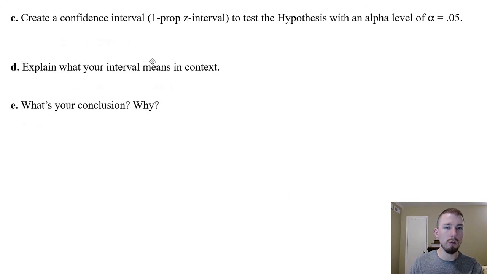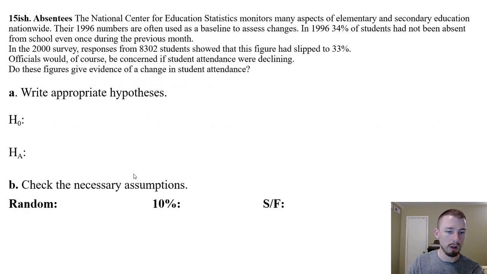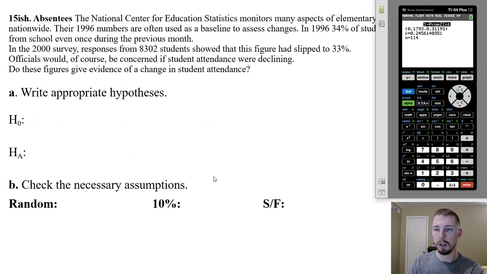Create a confidence interval, a one proportion z-interval, to test the hypothesis with an alpha level of 5%. All right, so let me go back to our numbers here, and I'll put this in the calculator. So we want to do a test here. We're going to go to stat, arrow over to test, and I'm going to do a confidence interval. So, one proportion z-interval. The number that we had was 33%. So I'm going to put that in as a percentage.